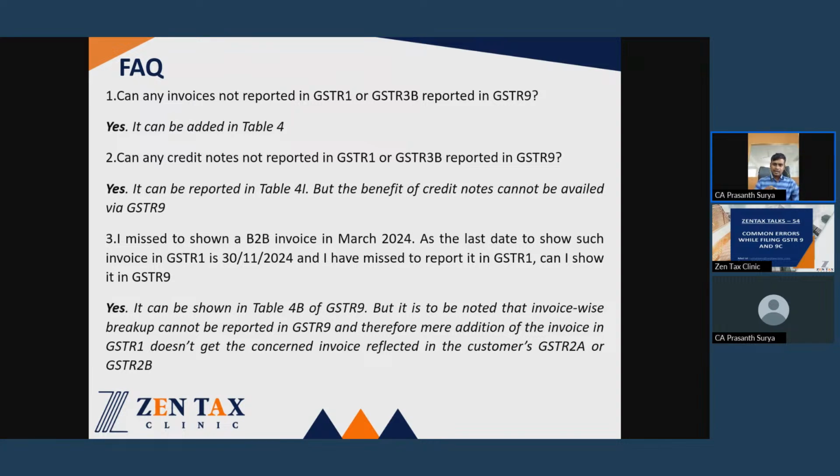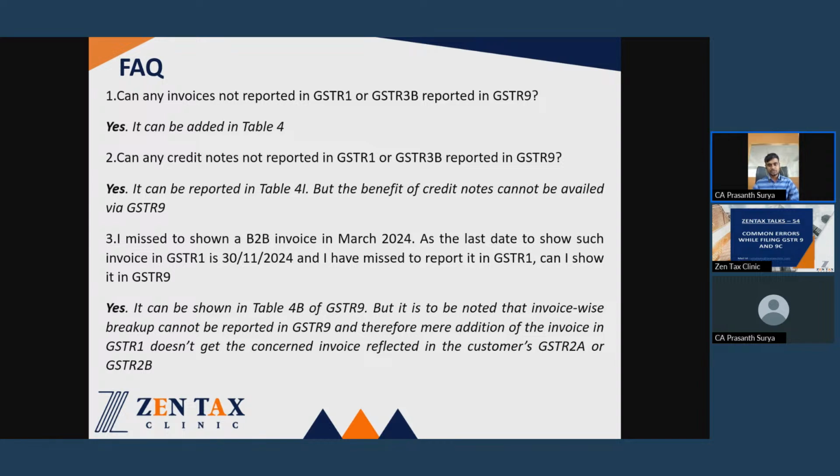Next question: can any credit notes not reported in GSTR1 and GSTR3B be reported in GSTR9? With respect to credit notes, only if you report in GSTR1 and GSTR3B will you get the benefit of the credit note, that is, reducing the liability. It can very well be reported in table 4I, that's not at all an issue. But the benefit of the credit note will not be given. You cannot say that you have reported in table 4I but missed reporting in GSTR1 or 3B.